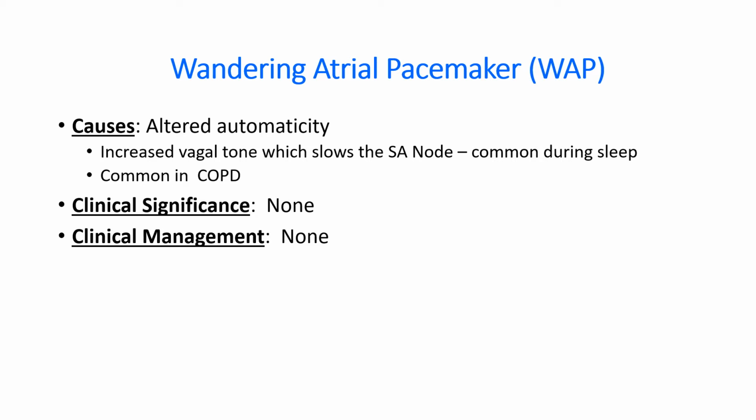So those dilated, hypertrophied atria will give rise to an increase in automaticity, and therefore you'll have changes in the impulse conduction system. The clinical significance, oftentimes there's not really any, and the management, again, normally you won't have any issues. It's just normal for some people.